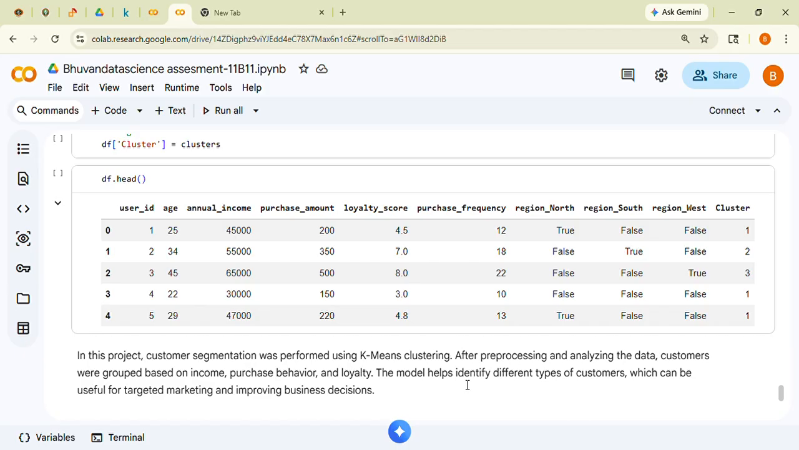I have concluded here also. In this project, customer segmentation was performed using K-means clustering, and after pre-processing and analysis of the data, customers were grouped based on income, purchase behavior, and loyalty. As I said above, the model helps identify different types of customers, which can be useful for targeted marketing and improve business decisions.